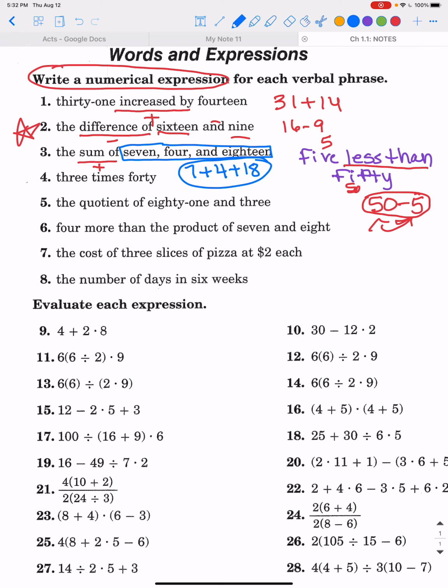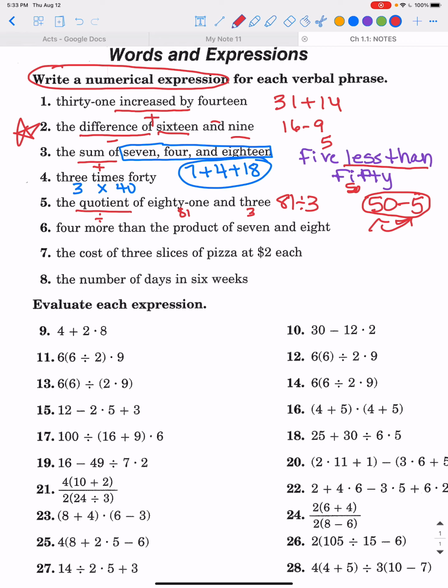Okay? 3 times 40, I think that's pretty simple. 3 times 40, right? That one's pretty simple. Again, no need to work this because we're just writing a numerical expression. The quotient of, right? The quotient of, that is a division operation. So the quotient of 81 divided by 3. You've got 81 here, you've got 3 here, and we know our operation is division, okay?